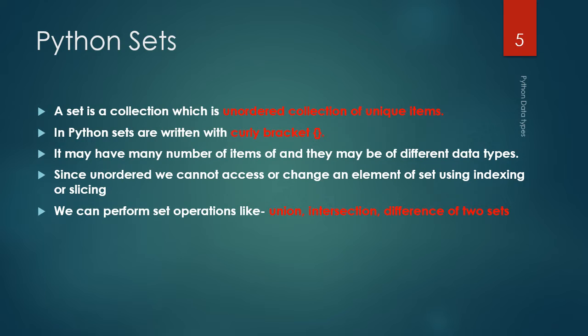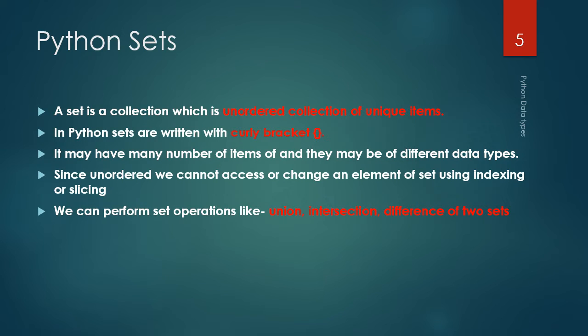It may have any number of items and they may be of different data types, as in case of list and tuple. Since it is unordered, we cannot access or change an element of a set using indexing or slicing. That's a major difference between sets and the other previous two data structures. Here the elements are unordered, so we cannot access an element of a set using indexing or slicing.